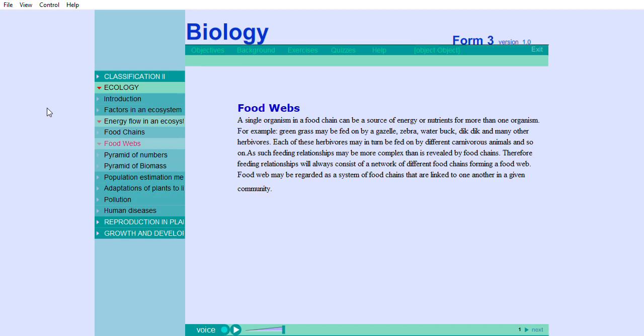As such, feeding relationships may be more complex than is revealed by food chains. Therefore, feeding relationships will always consist of a network of different food chains forming a food web. A food web may be regarded as a system of food chains that are linked to one another in a given community.